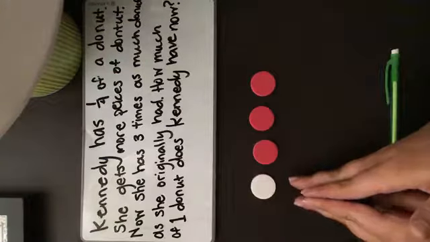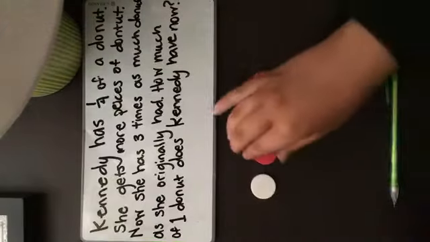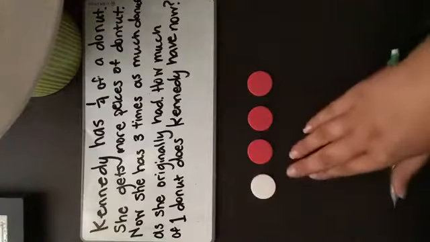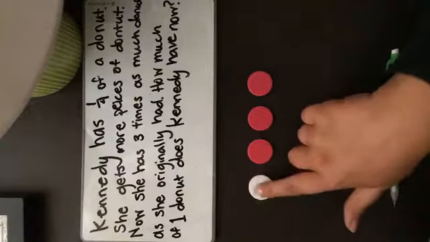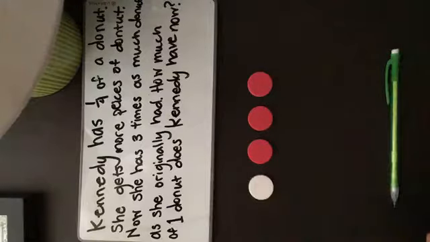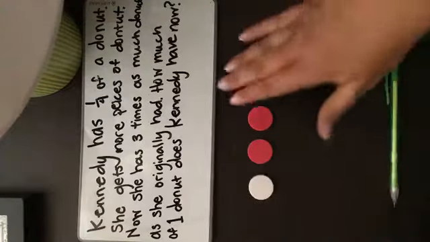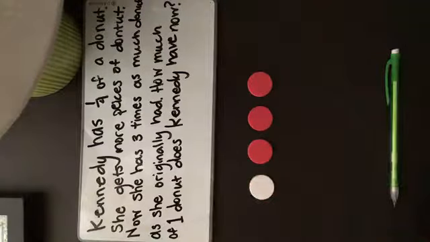She has 1/4 the size of one whole donut. So we realize that 1 is what Kennedy does have, 1/4, but the total, the whole, is 1 donut. So 1/4 is 1 out of 4.